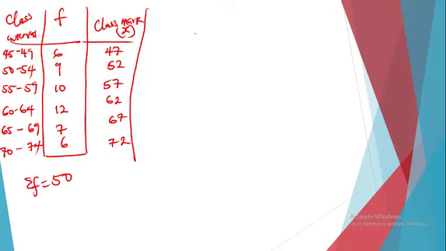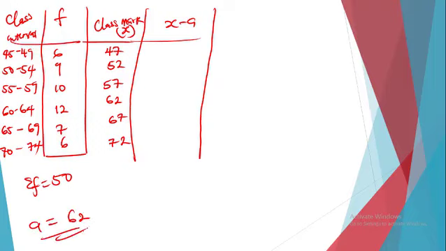The next thing we need to determine is x minus a. So what's our a? Our a is the assumed mean, which is 62. A is 62. Is that correct? So with our assumed mean, we have 47 minus 62, and that will give us minus 15.